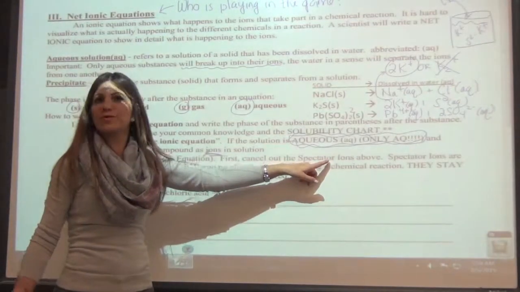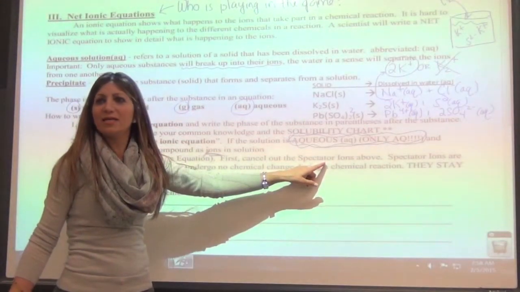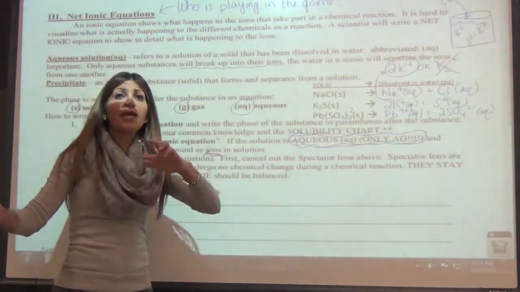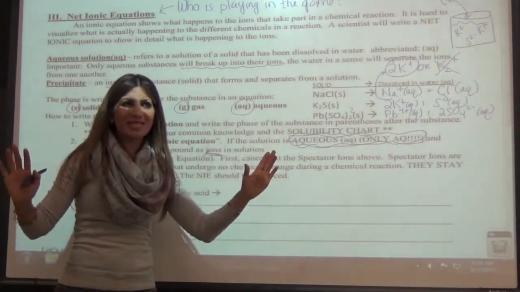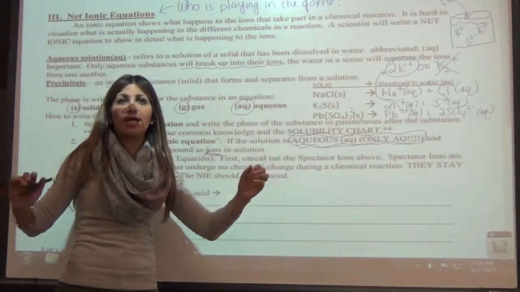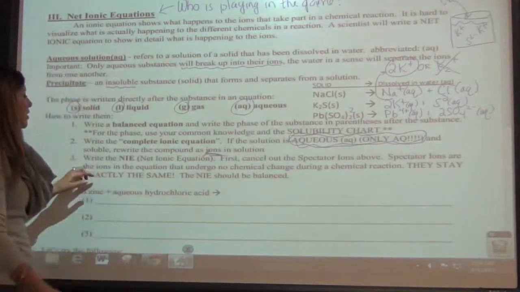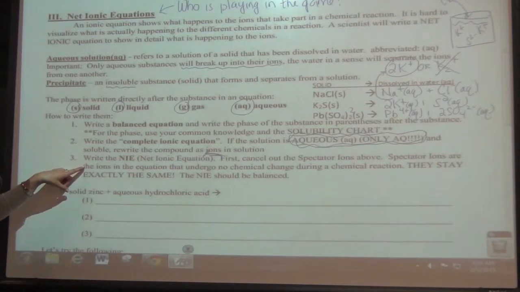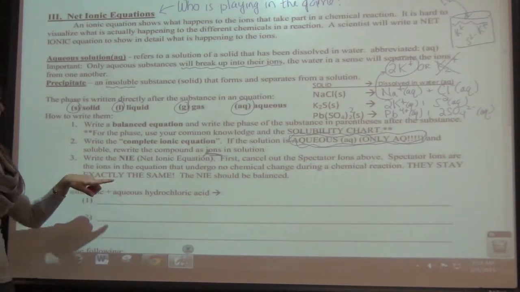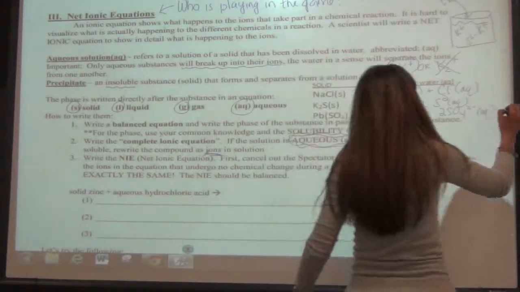So get rid of the ones, what are the spectators again? The ones that just watched. Yeah, they just watched. They came in the beginning, they end, they look exactly the same, they have not changed. It was an ion, it was an ion. It was a gas, it was a gas. Spectator ions are the ions in the equation that undergo no chemical change during a reaction. They stay exactly the same, and then your NIE should be balanced when you're done.